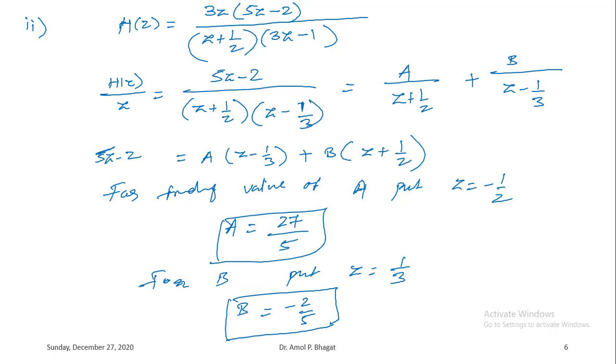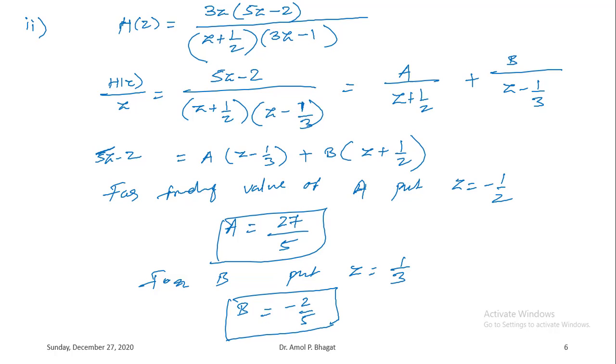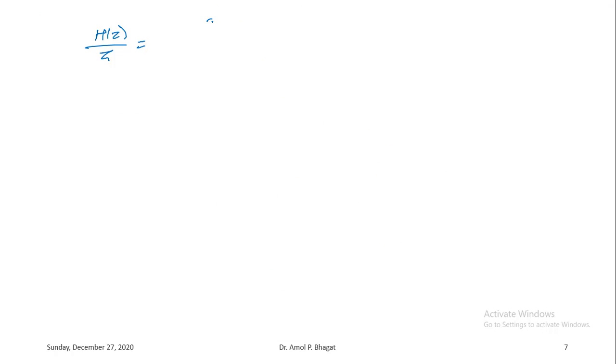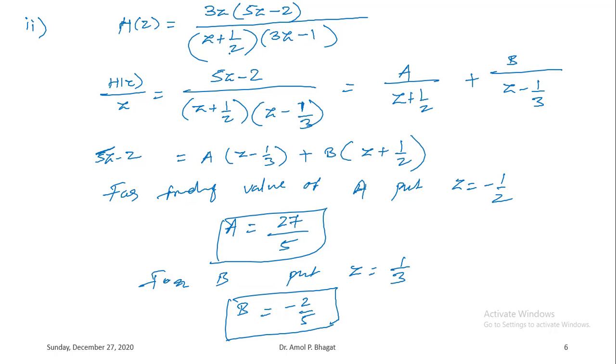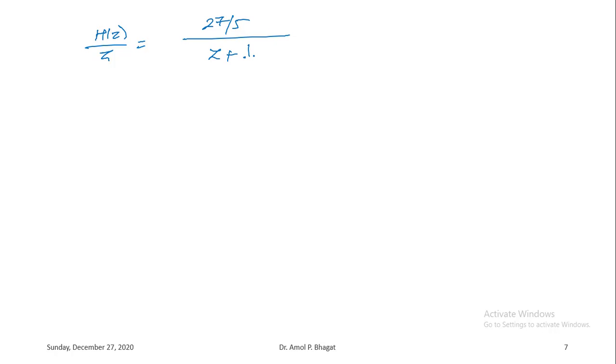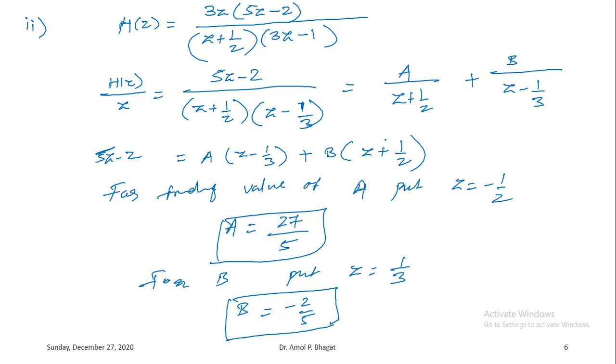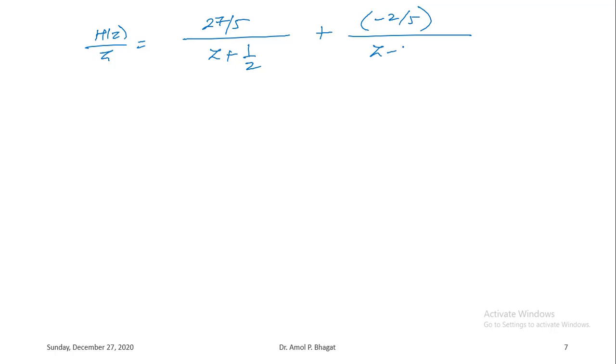So next you can substitute these two values in this equation, that is nothing but the equation of H of z upon z. The value of a is 27 by 5, so 27 by 5 whole upon what is there? z plus 1 by 2. And here the value is minus 2 by 5 whole upon what is that? z minus 1 by 3 is there.